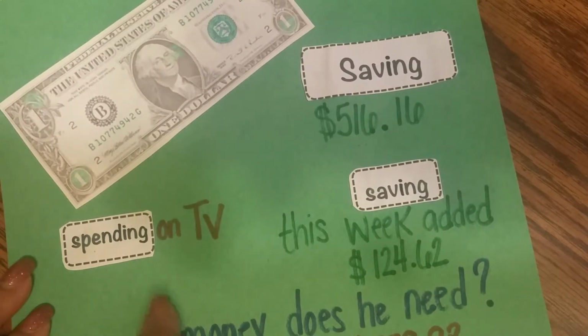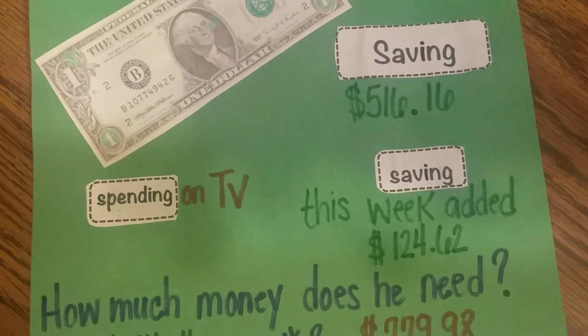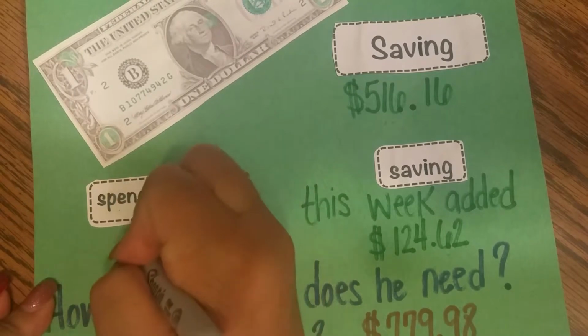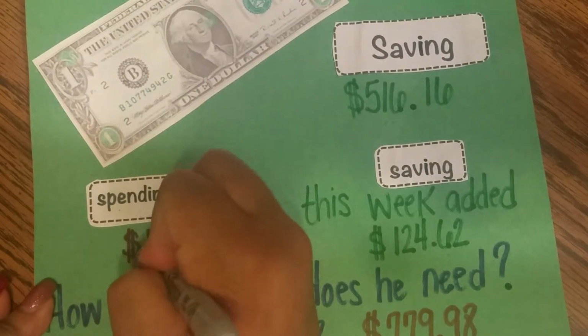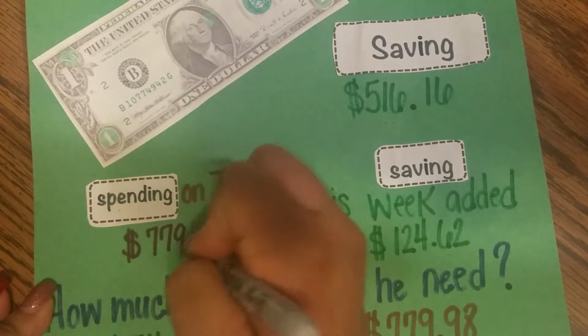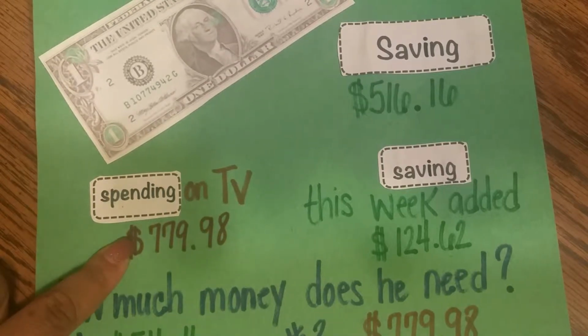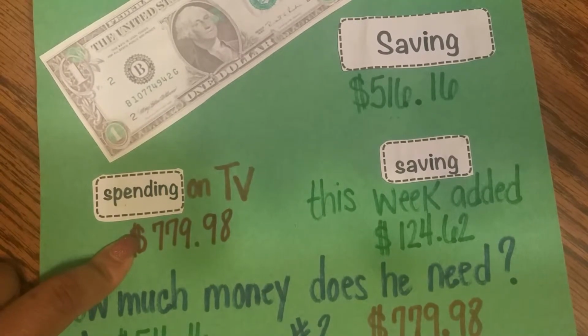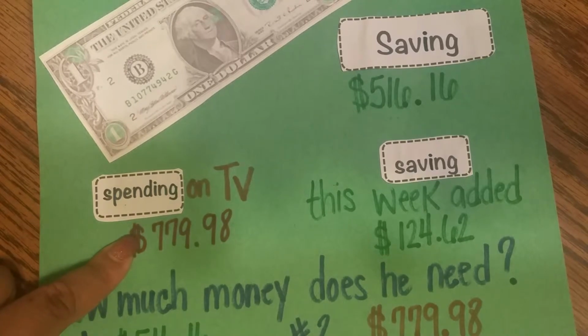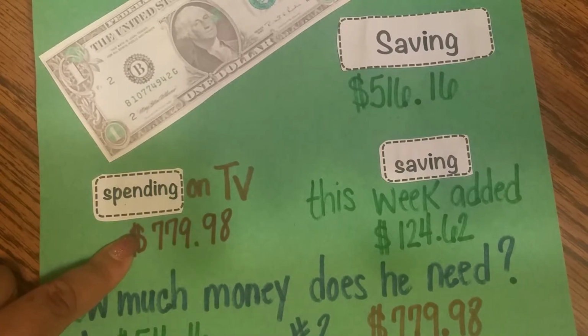There's one thing that I forgot to add right here on the sheet. The television is going to cost him $779.98, because he's getting this big flat screen television to put in his bedroom. So we need to figure out, Aaron, how much money do you need in order to make sure that you're able to purchase this?